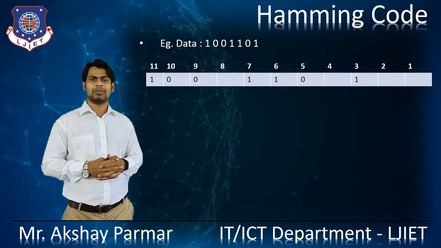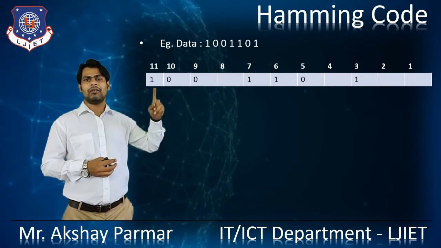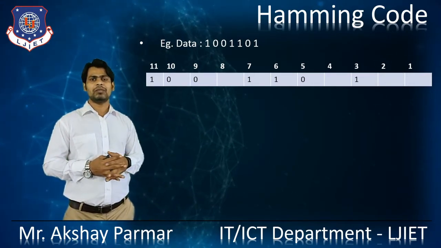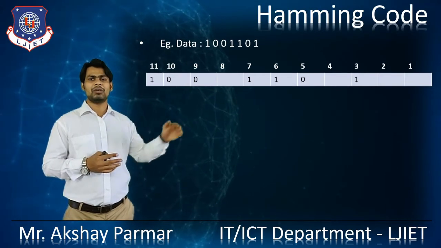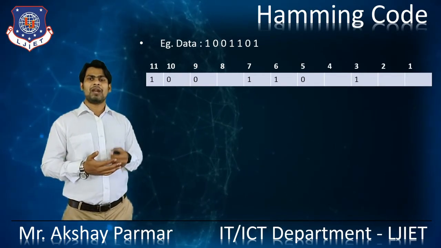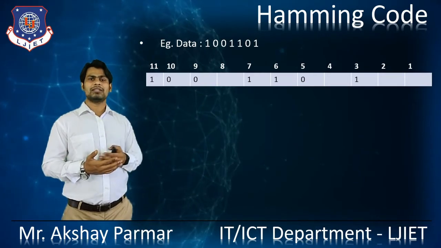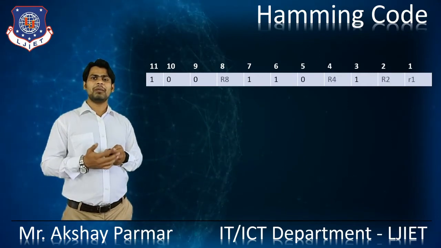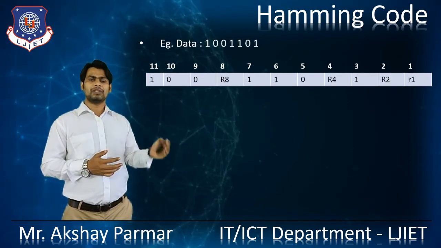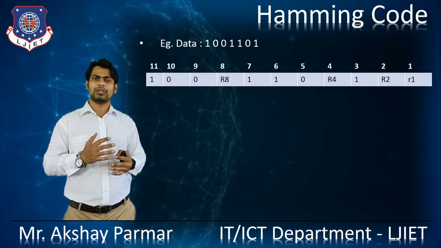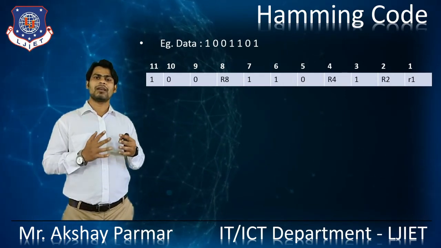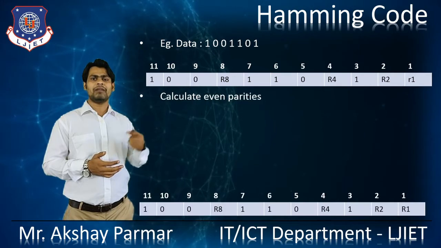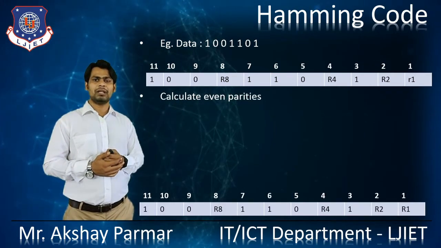At the 11th position we put the first bit, which is 1. After that, in the 10th and 9th positions we put the 2 zeros, and likewise we put the data bits in sequence, right? At positions 11, 10, 9, 7, 6, 5 and 3 we put the data bits there. After that, we put the redundant bits at the first, second, fourth and 8th positions. We put the redundant bits in between the data bits, and with the help of that we calculate the redundant bits.